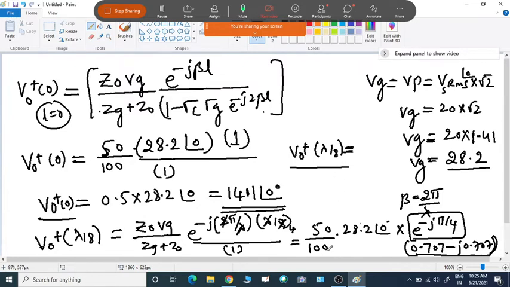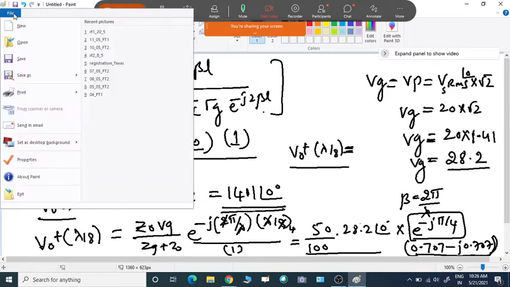What's the value? Anybody calculated or not? What are you doing? Okay, so you can calculate that one. So then we will move to the next one.